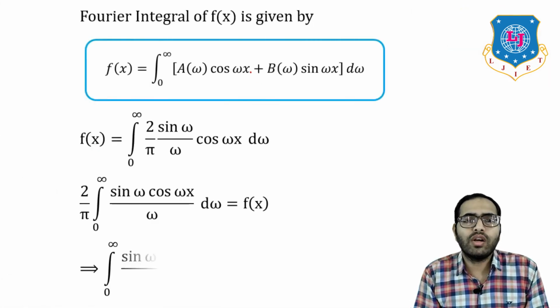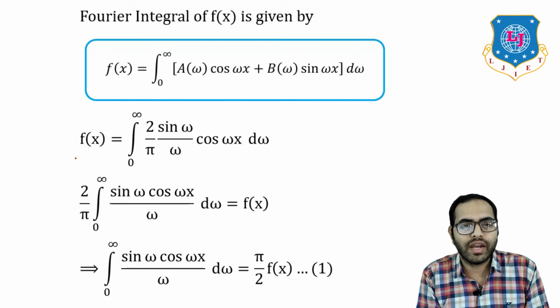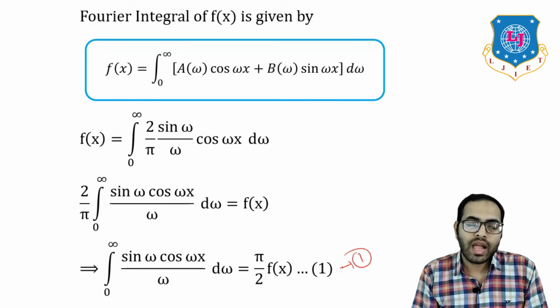Then the Fourier integral of the given function is represented by f of x equal to integral 0 to infinity of a of omega cos omega x plus b of omega sin omega x d omega. Here b of omega is 0, and a of omega is 2 sin omega upon pi omega, into cos omega x d omega. Simplifying, the pi goes to one side and the 2 goes to the denominator. That gives the integral from 0 to infinity of sin omega cos omega x by omega d omega equal to pi by 2 f of x. This is our equation number 1.